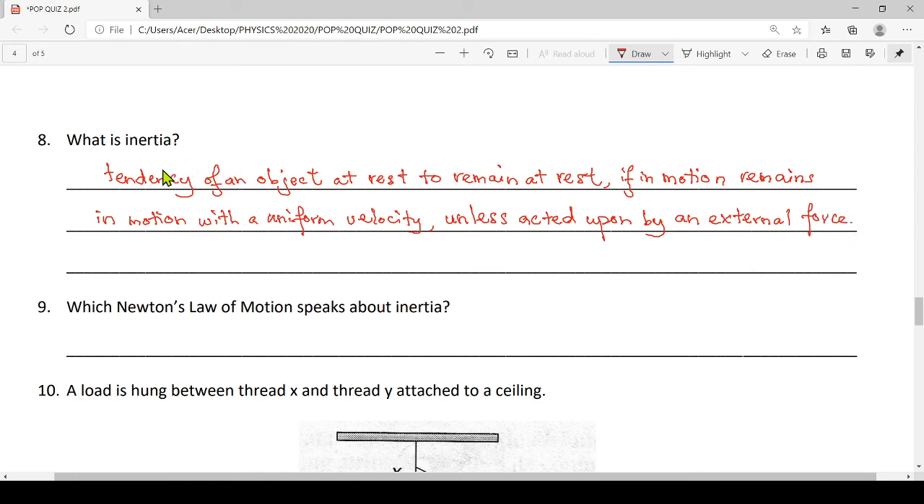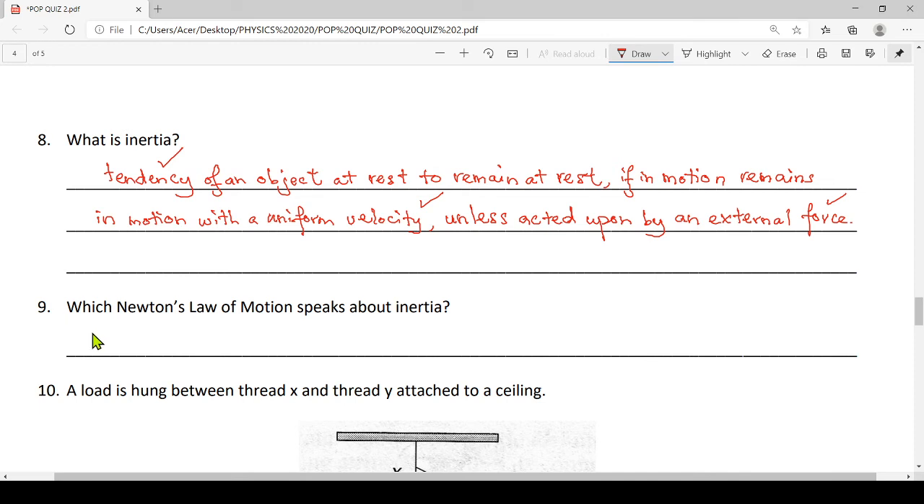Alright, so I will look at this word, the tendency of an object to remain at rest, or in motion, remain in motion with uniform velocity. That is the second part. And then the third part is unless acted upon by an external force. There are three parts to it.